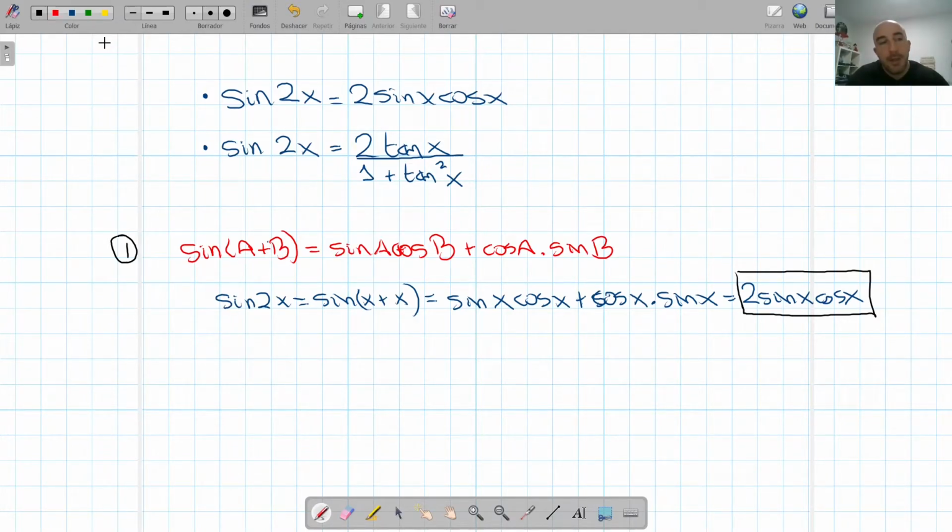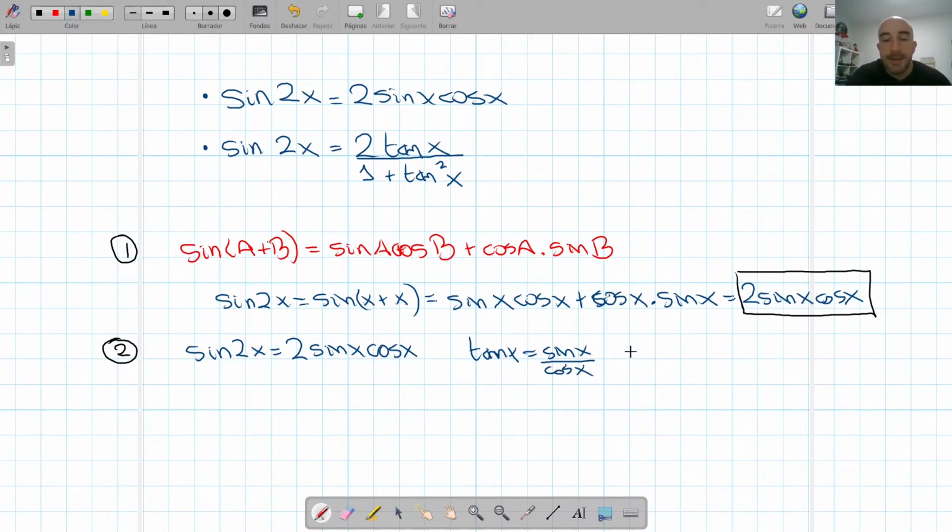Okay, so for the second formula we have to play with maths a bit more. So if we have sine of 2x, we're going to use the previous formula that we found, and then we are going to use the following. We're going to use that tangent of x equals sine of x divided by cosine of x.